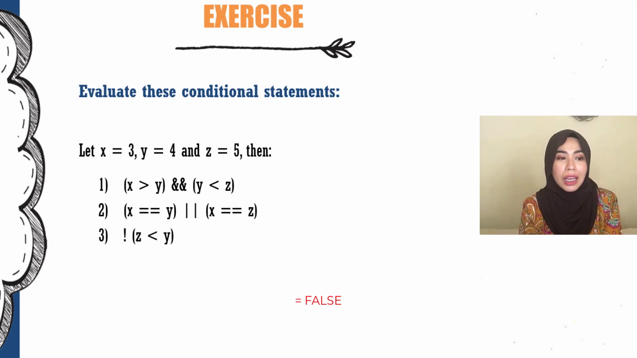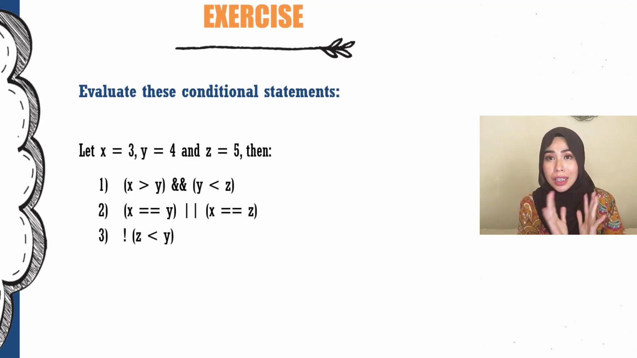Okay. Then number 2, x equals to y. Is x the same as y? False. Then x equals to z. Is 3 equals to 5? False. So false or false is false. Okay. Z less than y? 5. Is it less than 4? False. So not false is true. So that is how we evaluate conditional statements inside an if statement.